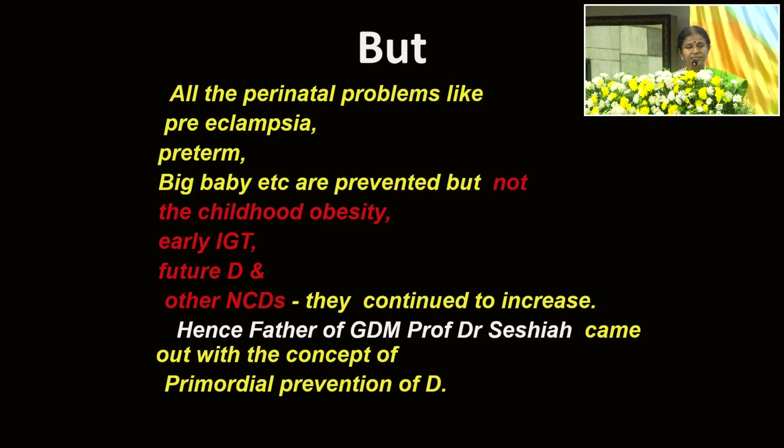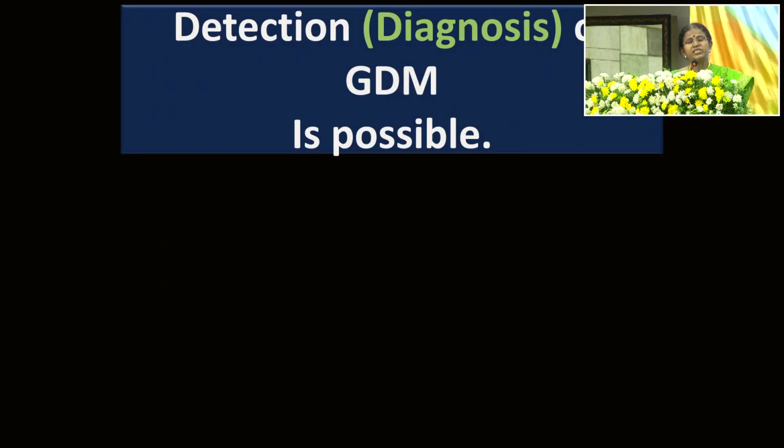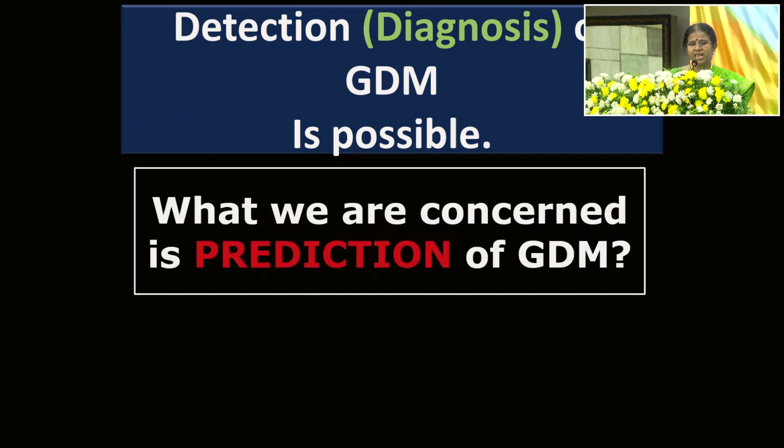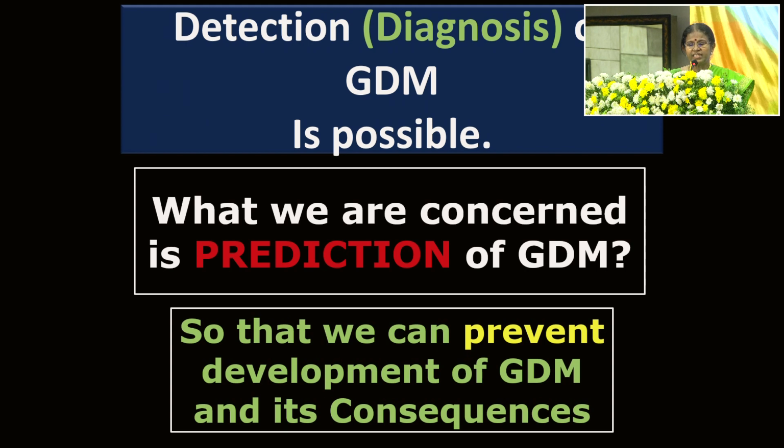Now, our father of GDM, Professor Dr. Seshia, has come out with the concept of primordial prevention of diabetes. That is, diagnosing GDM is very easy, and what we are concerned with is prediction of GDM. That is, we want to prevent the development of GDM and its consequences. We have to start well ahead.